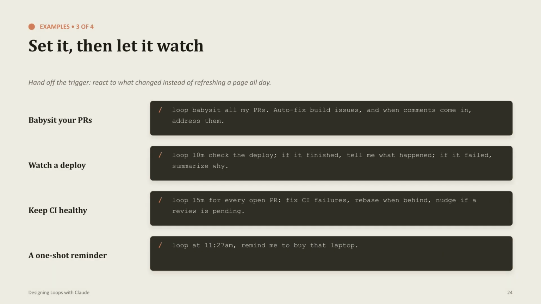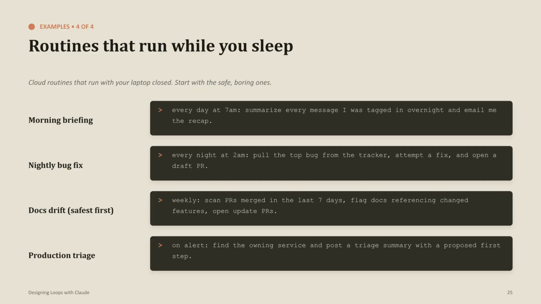You can also set loops to watch for changes. Instead of manually checking your PRs or deployment status all day, let a loop watch those events for you and only notify you if there's something that specifically requires your attention. For routines that run while you sleep, cloud-based scheduling is essential. Use these for low-risk, high-frequency tasks like morning briefings, nightly bug fixes, or routine documentation updates, allowing you to wake up to a productive inbox.